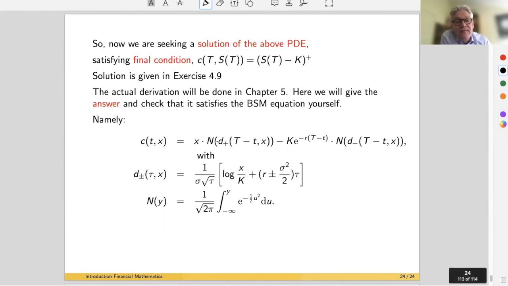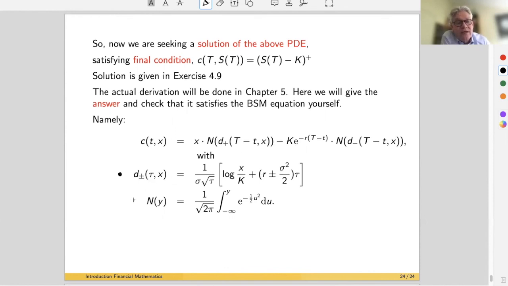So we have these d plus and this d minus terms. These are functions. And the first argument, T minus t, let's call it tau. Then this d plus and d minus are written as follows: 1 over sigma times the square root of tau times the log of x over K plus r plus or minus sigma squared over 2 times tau. It's the plus term when we're dealing with d plus, and the minus term when we're dealing with d minus.